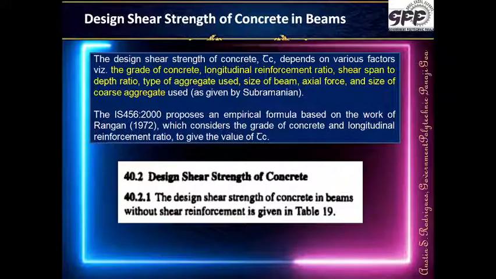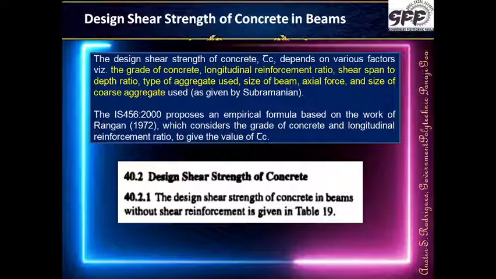One of them is the grade of concrete, the longitudinal reinforcement ratio, the shear span to depth ratio, the type of aggregate used, the size of the beam, the axial force, and the size of the coarse aggregates used. Now this has been through the research of N. Subramanian, and based on an empirical formula given by Mr. Rangan in 1972, which considers the grade of concrete and longitudinal reinforcement ratio. The IS code has taken cognizance of this and given the values in tabular form.